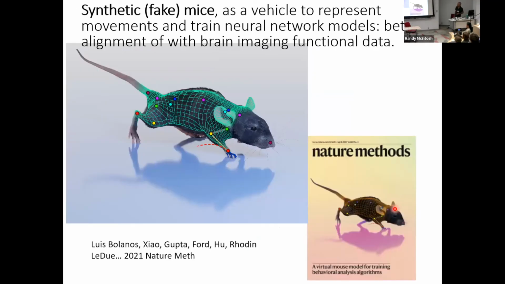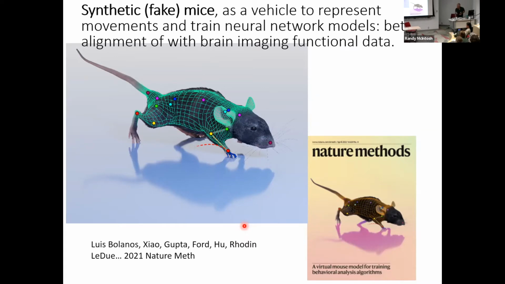So just a few quick slides. During COVID, we were shut down, and we couldn't do live mouse experiments. So we started to do some synthetic animal work, and we created, with Luis Bolanos, who was also an undergrad in computer science and is now a graduate student in computer science, working with Helge Rhodin at UBC, a computer vision specialist and outstanding young faculty member.